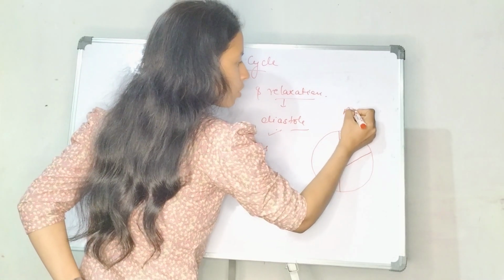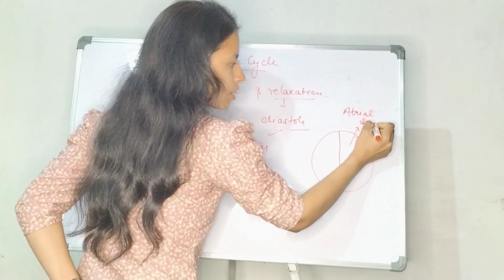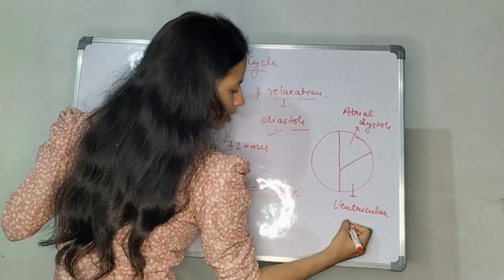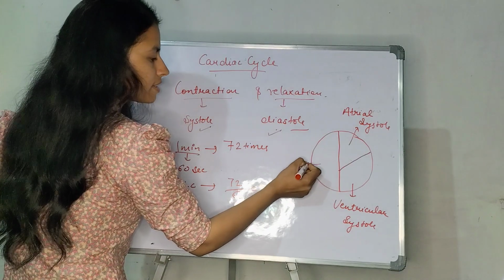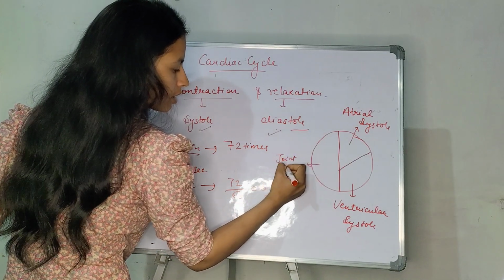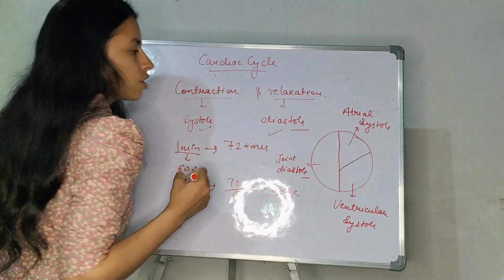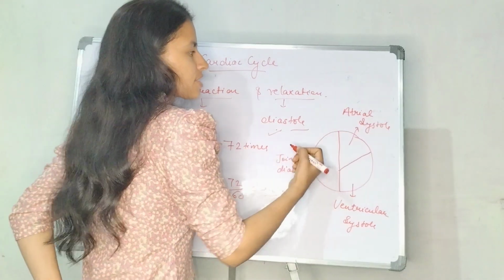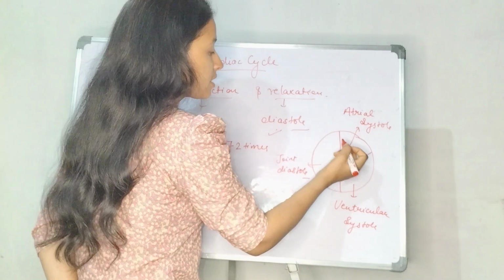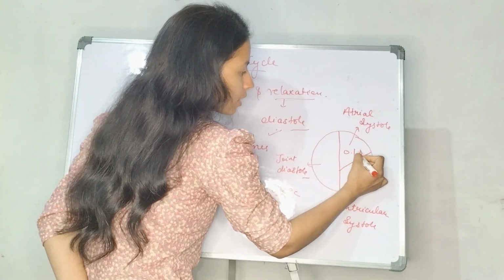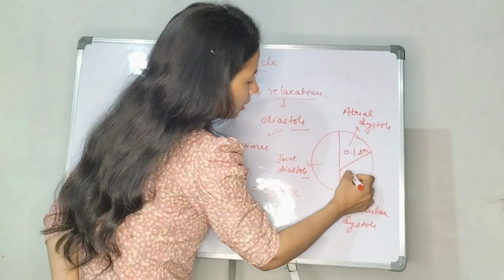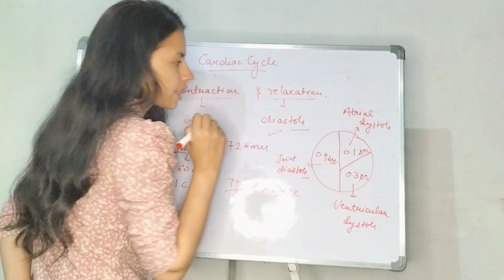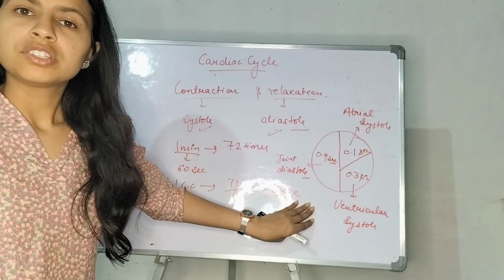First is atrial systole, second is ventricular systole, and third is joint diastole. As we know, one cardiac cycle is completed in 0.8 seconds. The atrial systole, when our atria contract, completes in 0.1 second. Ventricular systole completes in 0.3 seconds. And the joint diastole completes in 0.4 seconds. This is the graphical representation of all three stages.